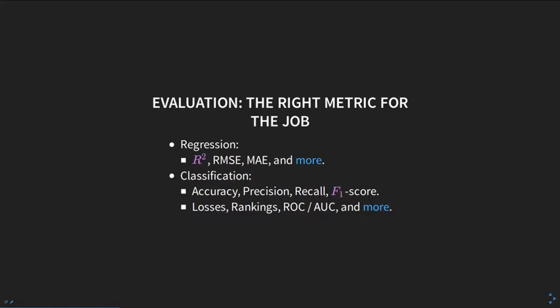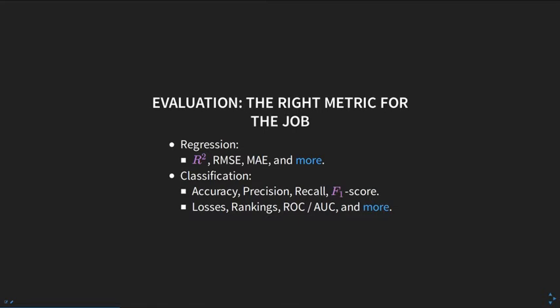So for regression, we've gone into R-squared, root mean squared error, mean absolute error. Now, there's also a bunch of more metrics, which if you click the link, it will guide you to the scikit-learn website, where it lists a few more of these metrics. For classification, we've looked at accuracy, precision, recall, F1 score, also at ROC.